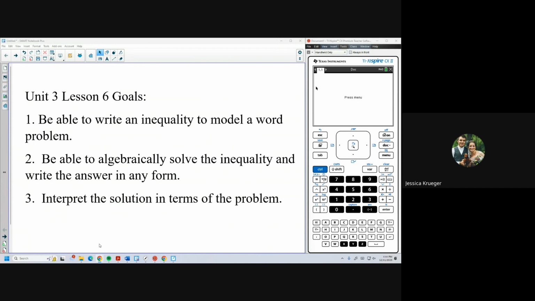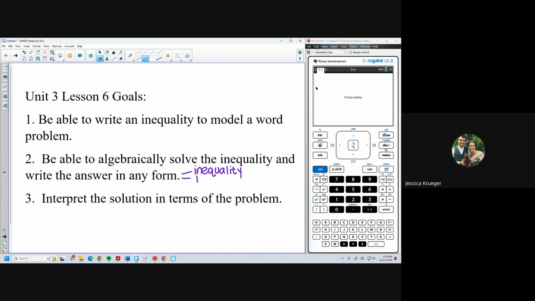This is our Unit 3, Lesson 6 video, and these are our goals. The first goal is to be able to write an inequality to model a word problem. The second goal is to be able to algebraically solve the inequality and write the answer in any form. And just to remind you, when we talk about in any form, we're talking about in inequality notation.